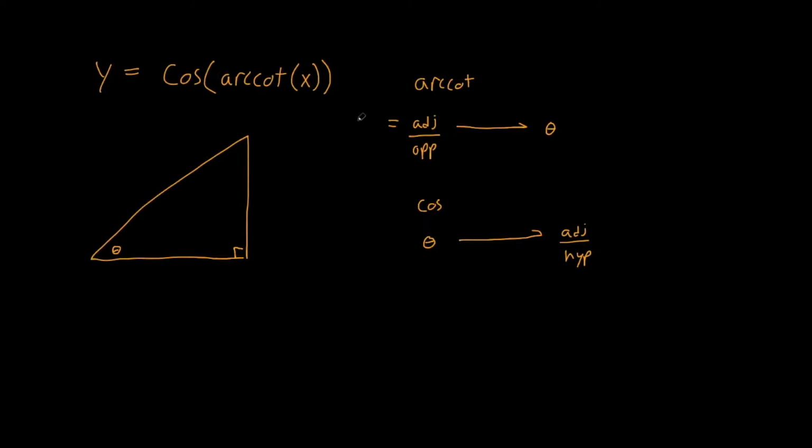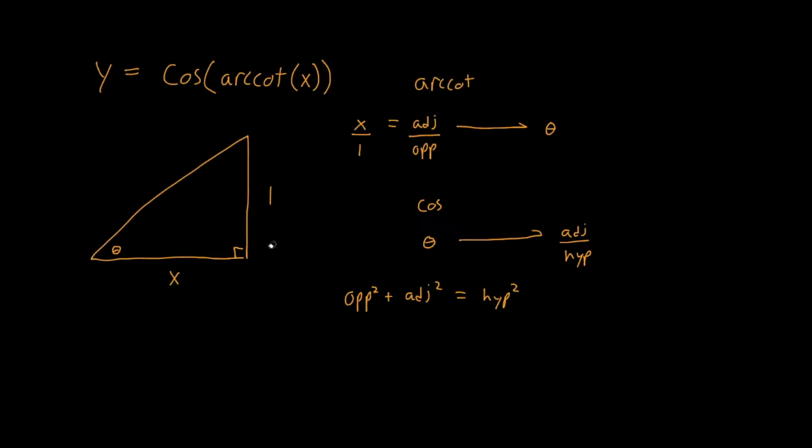So what would be convenient? One triangle we can use is to say adjacent equals x, opposite equals 1. So we have opposite side equals 1, adjacent side equals x. And then since we're solving for cosine, we're looking for adjacent side over hypotenuse. So we'll use the Pythagorean theorem to solve for the hypotenuse. So opposite squared plus adjacent squared equals hypotenuse squared.